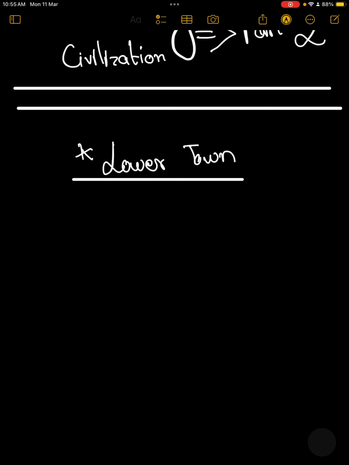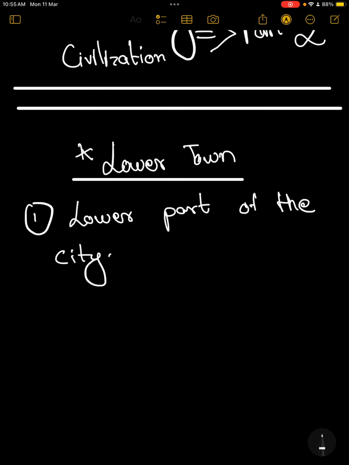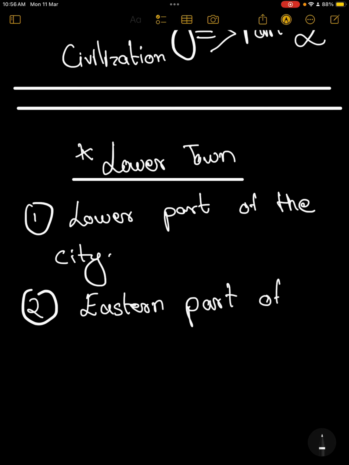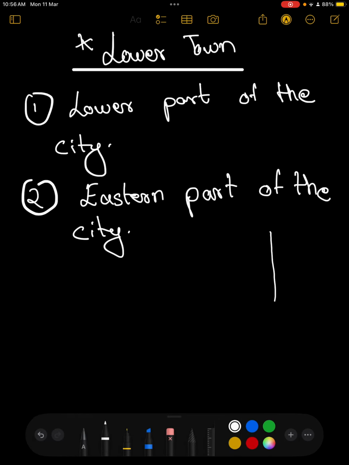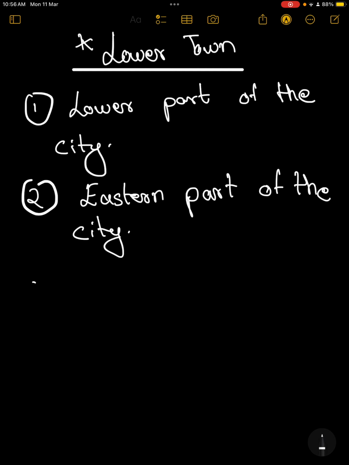So here are some important points that you should know about it. Number one is that the lower town was situated at the lower part of the city. And the second thing is that it was located at the eastern part of Mohenjo-daro, or of the city. Now thirdly, what you need to know about this part of the city is that it was a residential area.